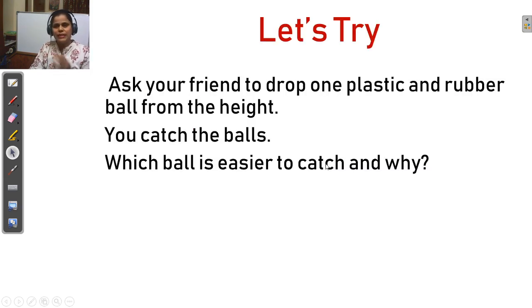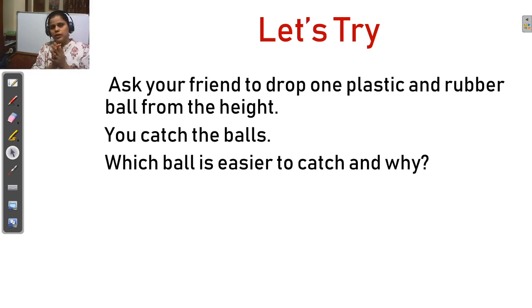So before this, let's try this activity. Ask your friend to drop one plastic ball and one rubber ball from a specific height, and you catch the balls. Which ball is easier to catch and why? Yes, all the answers you get from today's topic.